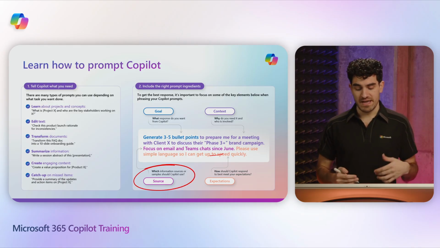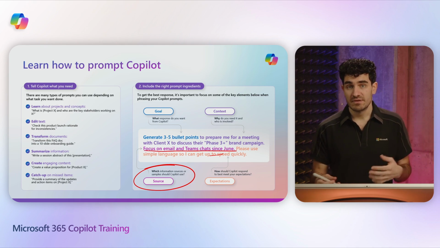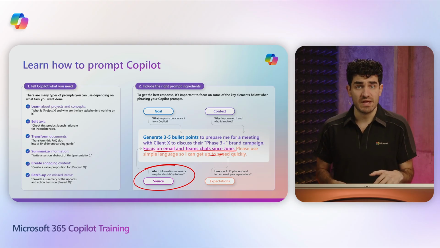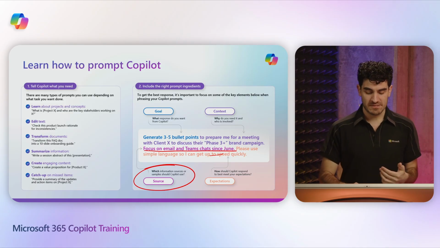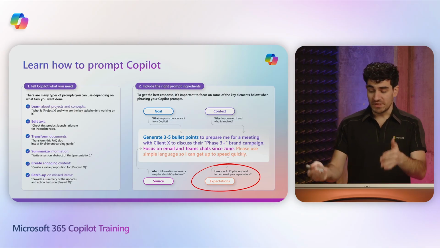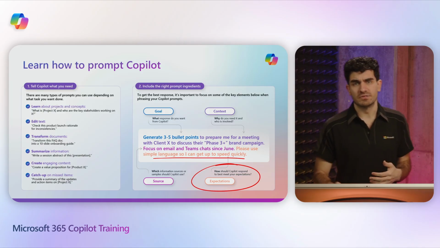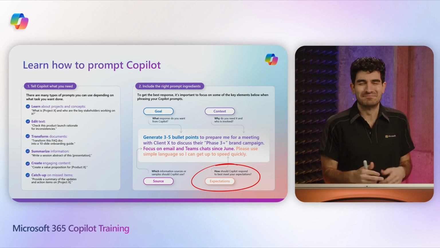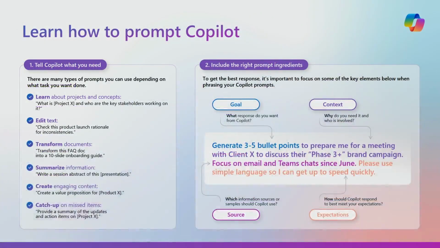We also want to specify a source. For example, focus on emails and Teams chats since June. This is useful if a significant change occurred, let's say, in June, and the earlier information is irrelevant. By giving Copilot this context, it helps refine the response. And finally, we also want to set proper expectations. Like, for example, please use simple language so I can get up to speed quickly, or explain this to me as if I am a child, or explain it to me as if you were a pirate. Whatever it is, these expectations help Copilot give you better responses. All of these elements, goal, context, sources, and expectations, are the ingredients to make an effective Copilot prompt.